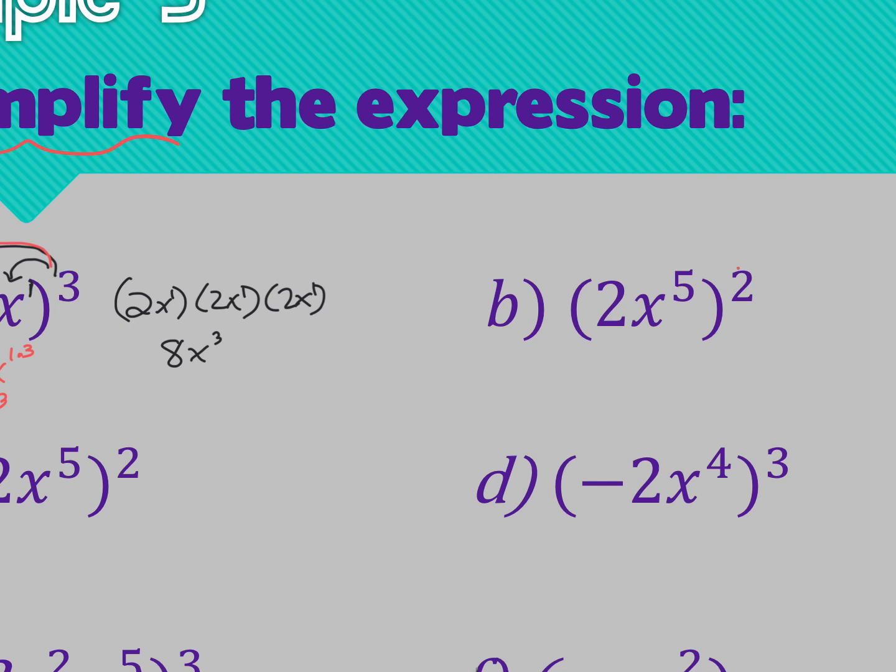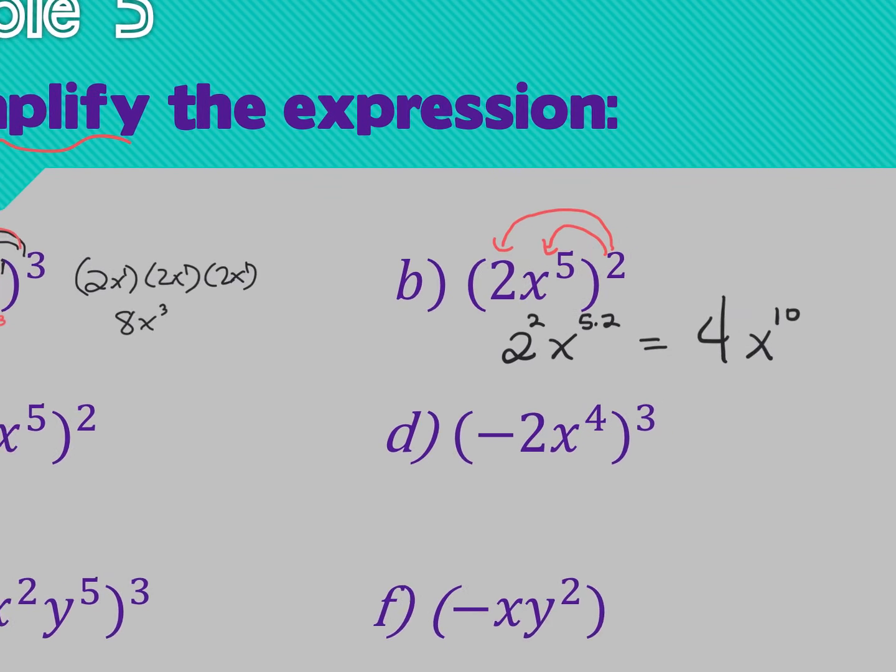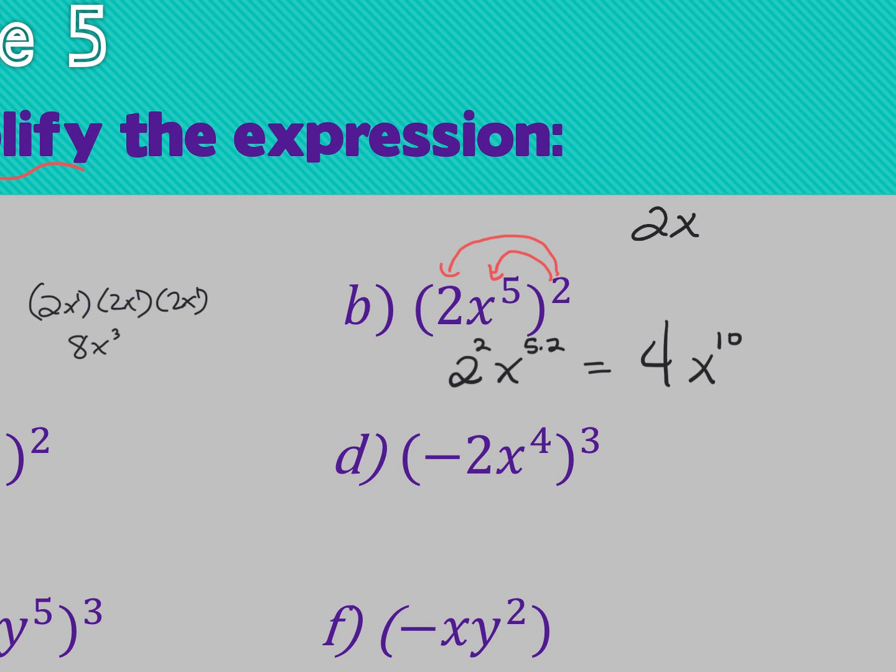Again, this 2 exponent needs to go to this 2 base as well as to the x to the 5th. So this really is going to become 2 squared and then x to the 5 times 2 power, because it's a power to a power. And then this gives me 4 x to the 10th. Now again, if you'd rather write it as 2x to the 5th times 2x to the 5th, and then you could multiply the coefficients and then add the powers. Either way.